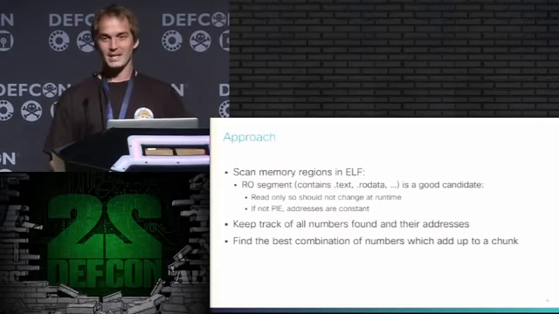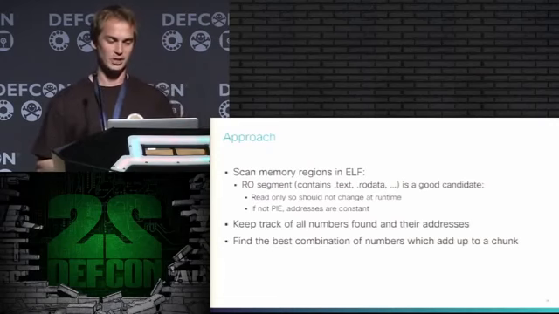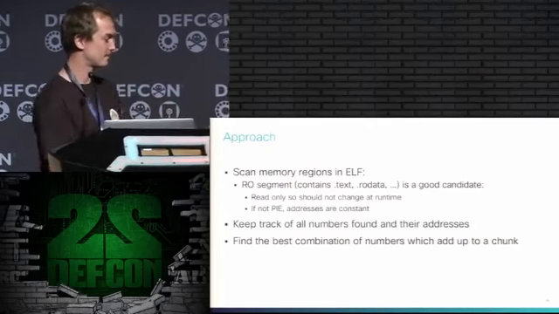All right. So basically, yeah, I looked inside the segments which were read-only, so that I knew those numbers would not change at all at runtime, and I excluded all the read-write segments, which were going to change. So basically, if you don't have position-independent code, the addresses are constant.